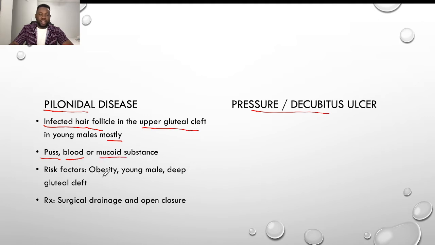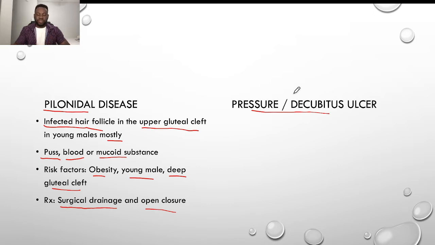Risk factors are a young male, an obese male, and someone who has a deep gluteal cleft. Surgery to drain the fluid, and they can do open closure. Versus pressure ulcers. We can have pressure ulcers on the coccyx.